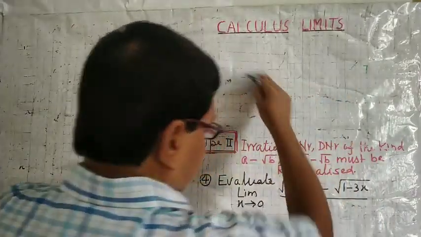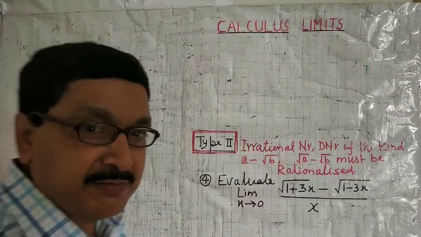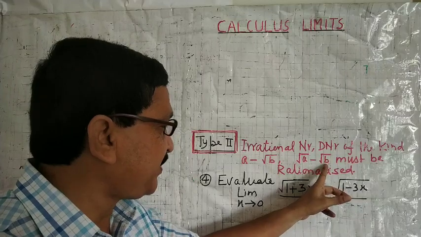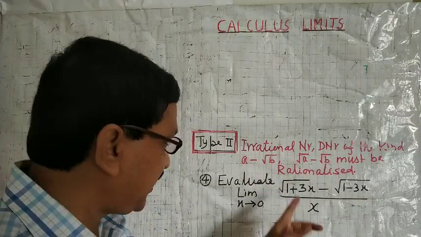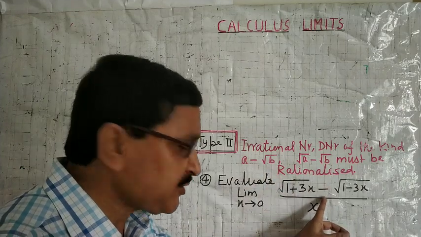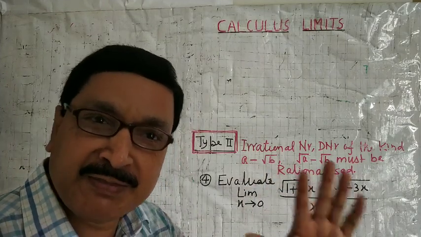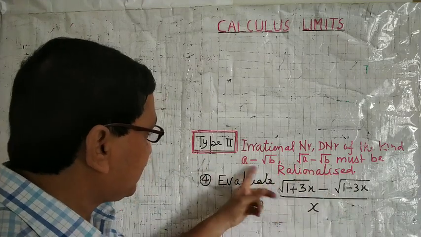In case of irrational expressions, this must be rationalized. So let us see. But remember that the type will be root a minus root b or root a plus root b. In case of minus, only rationalization is conducted, but never in case of plus. If plus will be there, no need to rationalize unnecessarily. Remember children, in type 2 it is necessary to know this.